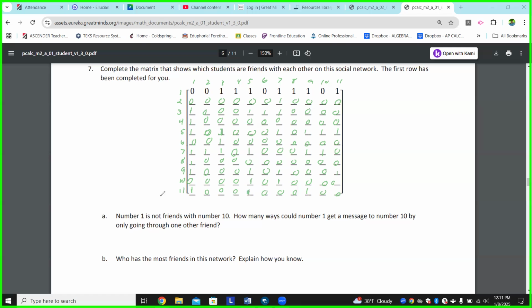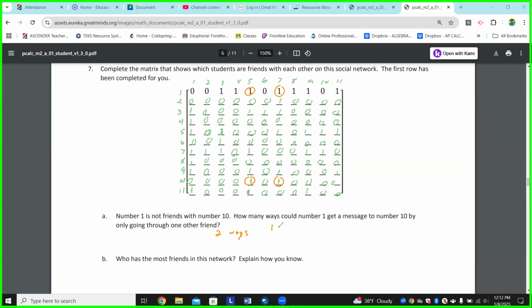Are you ready? How many ways? There's 2. So if you think about your friends with 10, I have 5 as friends with 10, 7 is friends with 10, and that's it. There's only 2 ways. So then we just got to go, all right, on friend 1, is he also friends with 5, which he is, and is he also friends with 7, which he is. So therefore, 10 and 1 can be connected through 5 and 7. So there are 2 ways.